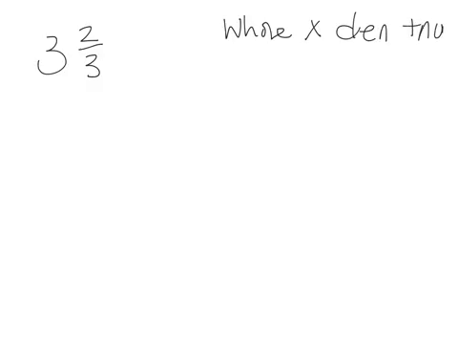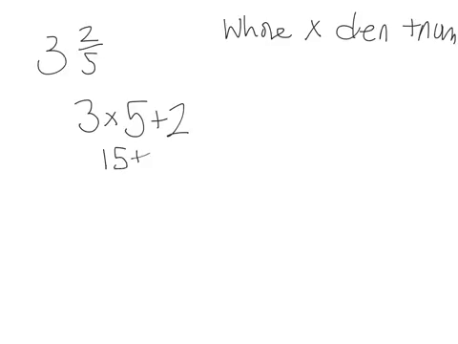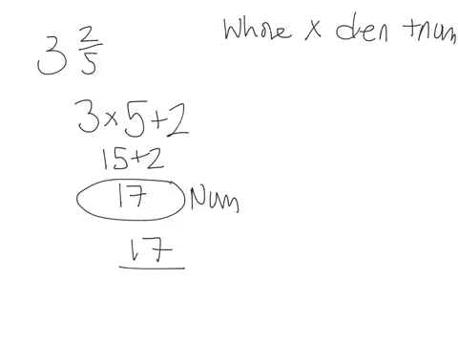One last way, if you have 3 and 2/3, you can do your whole times your denominator plus your numerator. So I'm just going to change the question here. 3 and 2/5, I would do my whole number times my denominator plus my numerator. 3 times 5 is 15, plus 2 is 17, so that's my new numerator. And my denominator stays the same because that's how many pieces it's broken into.